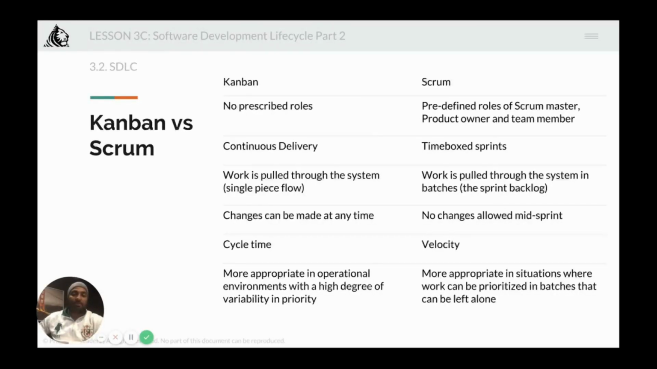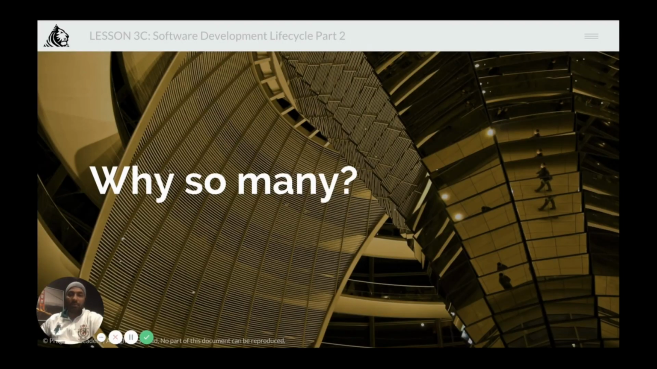And then finally, it's much more appropriate in operational environments with a high degree of variability in priority. So if you have no idea what will be top priority and what will not, just use this. Very simply, just use this. It's very difficult to prioritize, right? So why so many? And I'm just covering the top few.